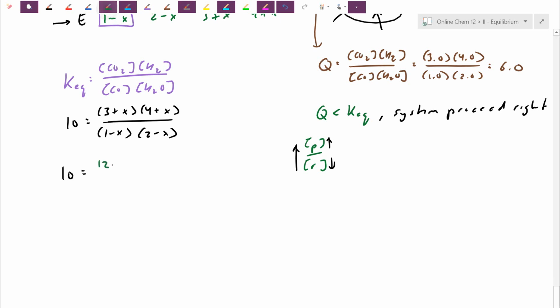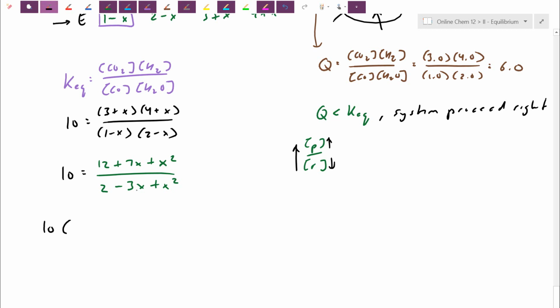3 times 4 is equal to 12. 3 times x is 3x plus the 4x here, so that's going to give you 7x. x times x gives you x squared. That's just the top. Same thing, I'm going to FOIL on the bottom here. 1 times 2 is 2. 1 minus x, minus x times 2 is minus 2x, so that's minus 3x overall. Minus x times minus x gives you plus x squared. So you see that the problem becomes mathematically more challenging because we're not allowed to use a square root.